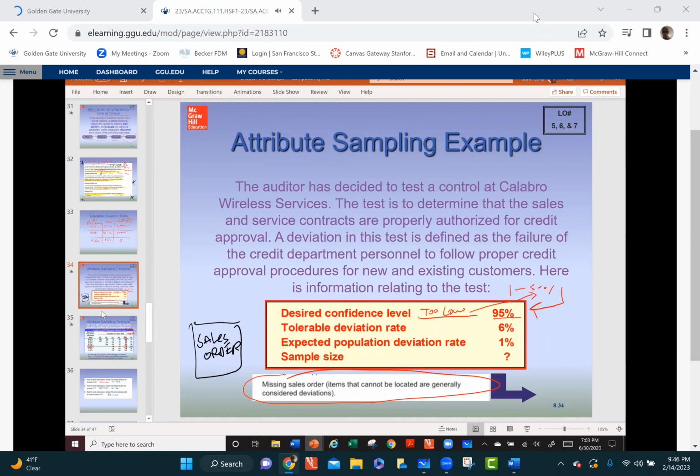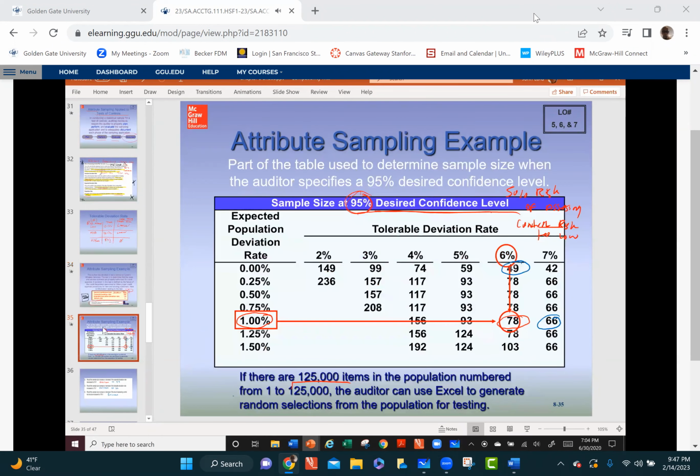Okay. So we're going to pull a sample, and for these factors, for desired confidence level of 95%, or translated into assessing control risk too low at 5%, we're going to have tolerable deviation rate of 6% in this one, expected population rate 1%. And so what's the sample size? And this table is saying for that test, your sample size should be 78 items. You should look at 78 items to see if there was that credit approval. Okay. Notice that the population really is not going to affect sample size here.